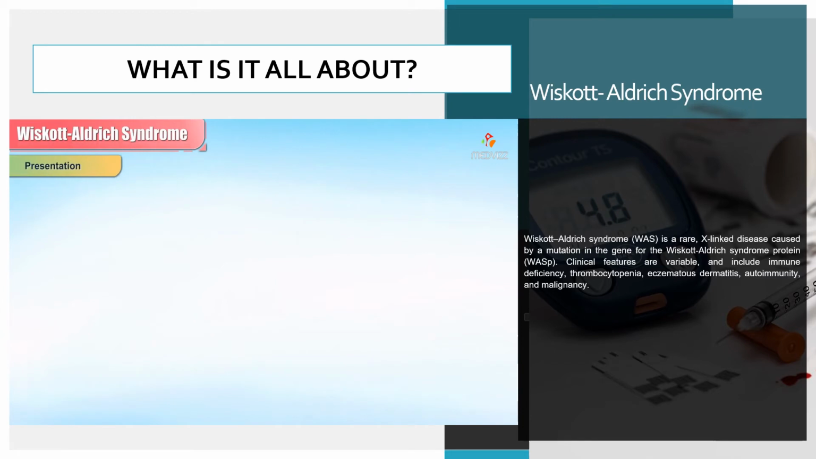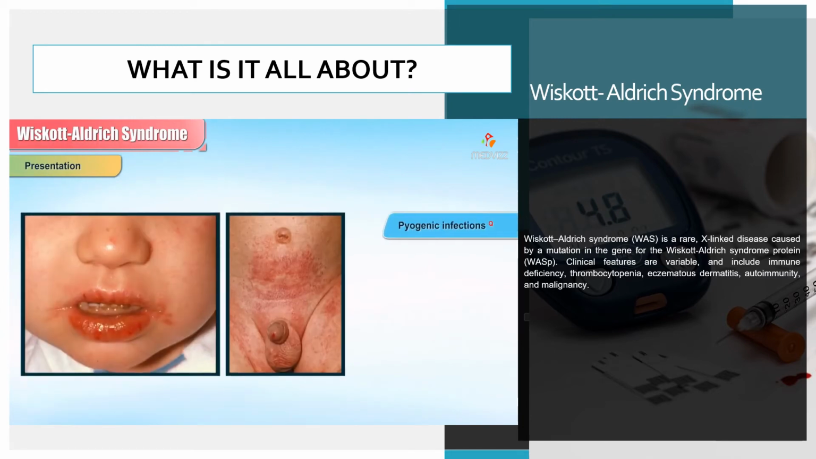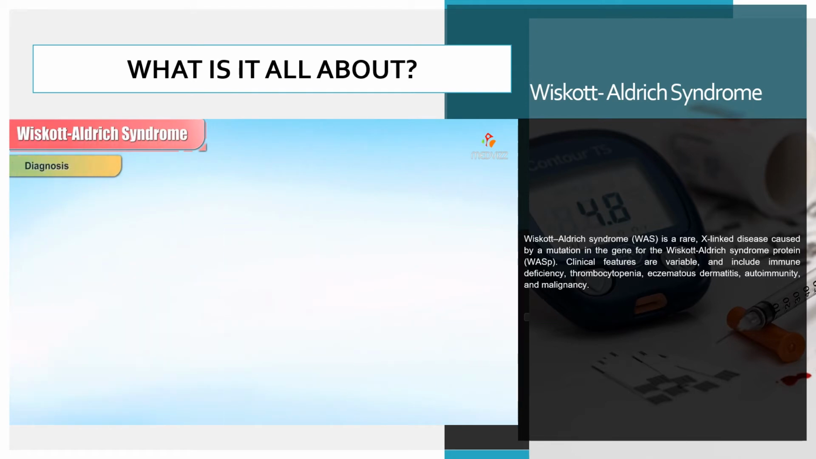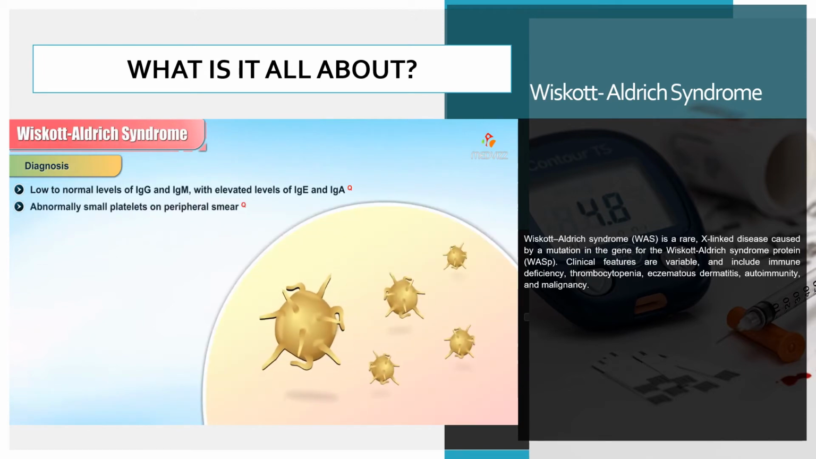Presentation of Wiskott-Aldrich syndrome: pyogenic infection, bleeding diathesis, and eczema. Affected individuals also have increased incidence of autoimmune disorders and lymphoma. Diagnosis of Wiskott-Aldrich syndrome includes low normal levels of IgG and IgM, with elevated levels of IgE and IgA, and abnormally small platelets on peripheral smear.